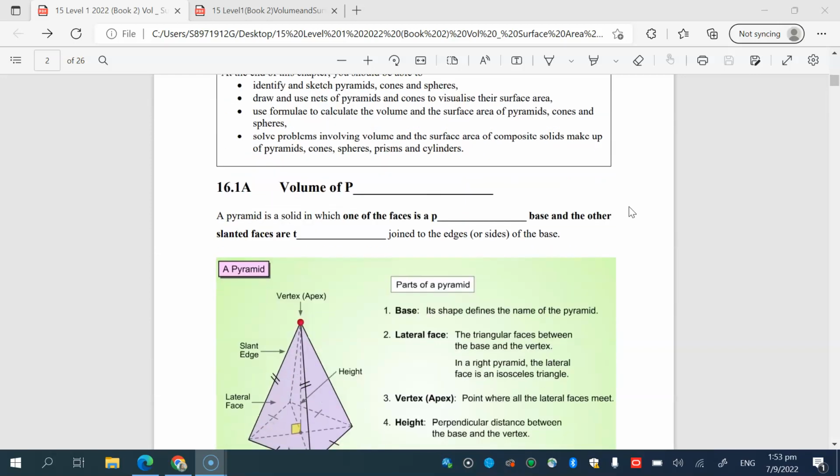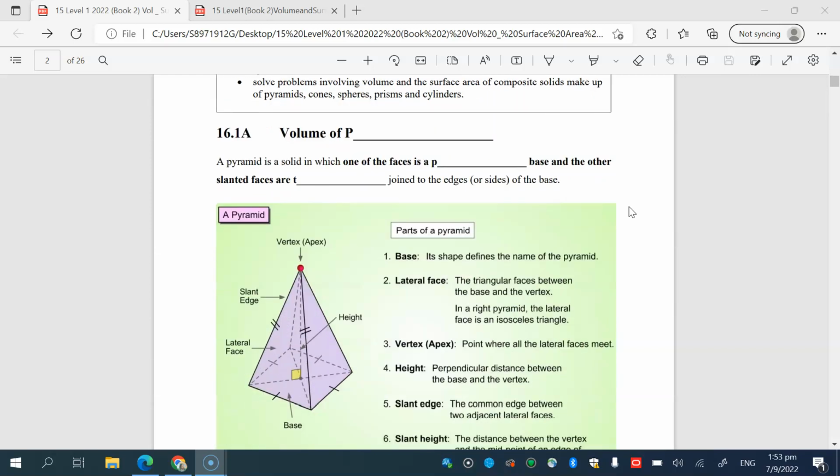Alright, let us start off by covering volume of pyramids. So fill in the blanks over here. Volume of pyramids. Okay, so what is a pyramid? A pyramid is a solid in which one of the faces is a polygonal base.